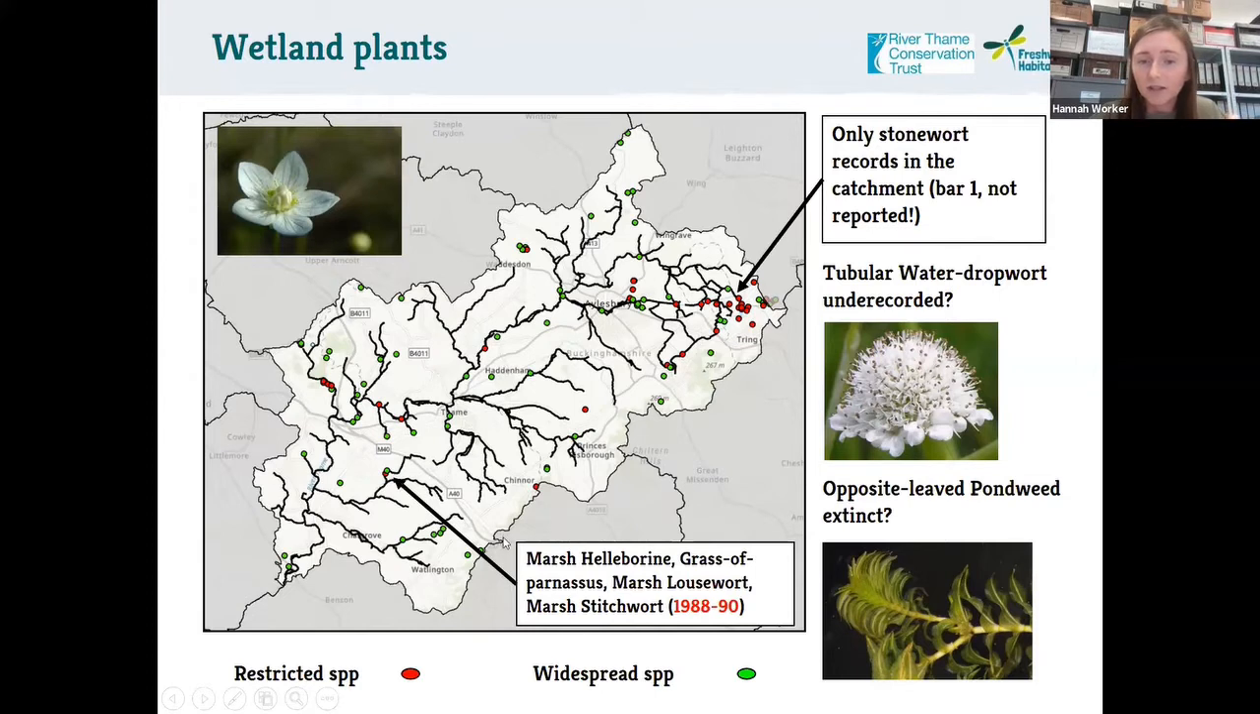But you start pulling out that you do have quite a lot of these really interesting species potentially still here in the catchment. And species like tubular water dropwort.